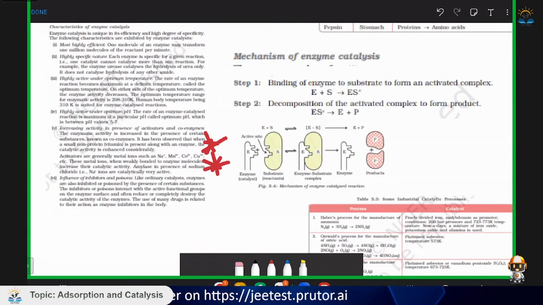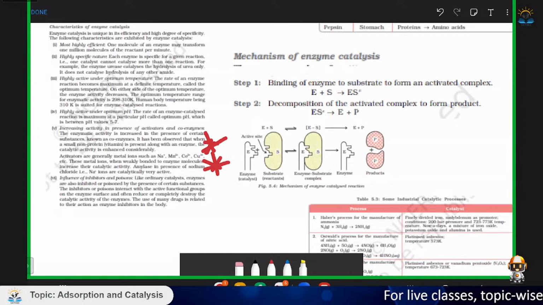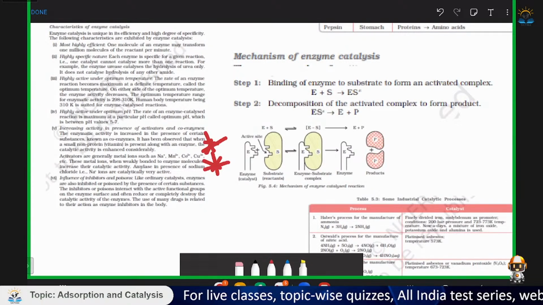Influence of inhibitors and poisons. This is my point here. Like ordinary catalysts, enzymes are also inhibited or poisoned by the presence of certain substances. Inhibitors or poisons interact with the active functional groups on the enzyme surface and often reduce or completely destroy the catalytic activity of the enzymes. The use of many drugs is related to their action as enzyme inhibitors in the body.